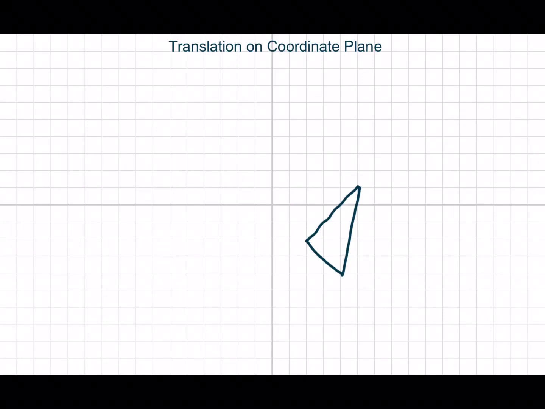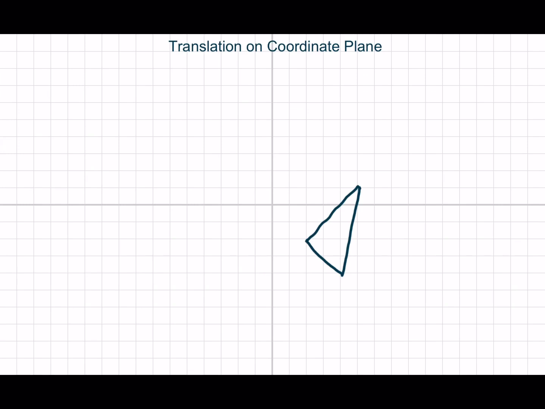We're going to start with translation on a coordinate plane. Before we start, recall the definition of translation. It is a transformation that slides a figure. And when you slide a figure, you can only move horizontally or vertically. So if you want it to move diagonally, you have to have a combination of those vertical and horizontal motions. Every single point on a figure is going to move the same distance in the same direction.